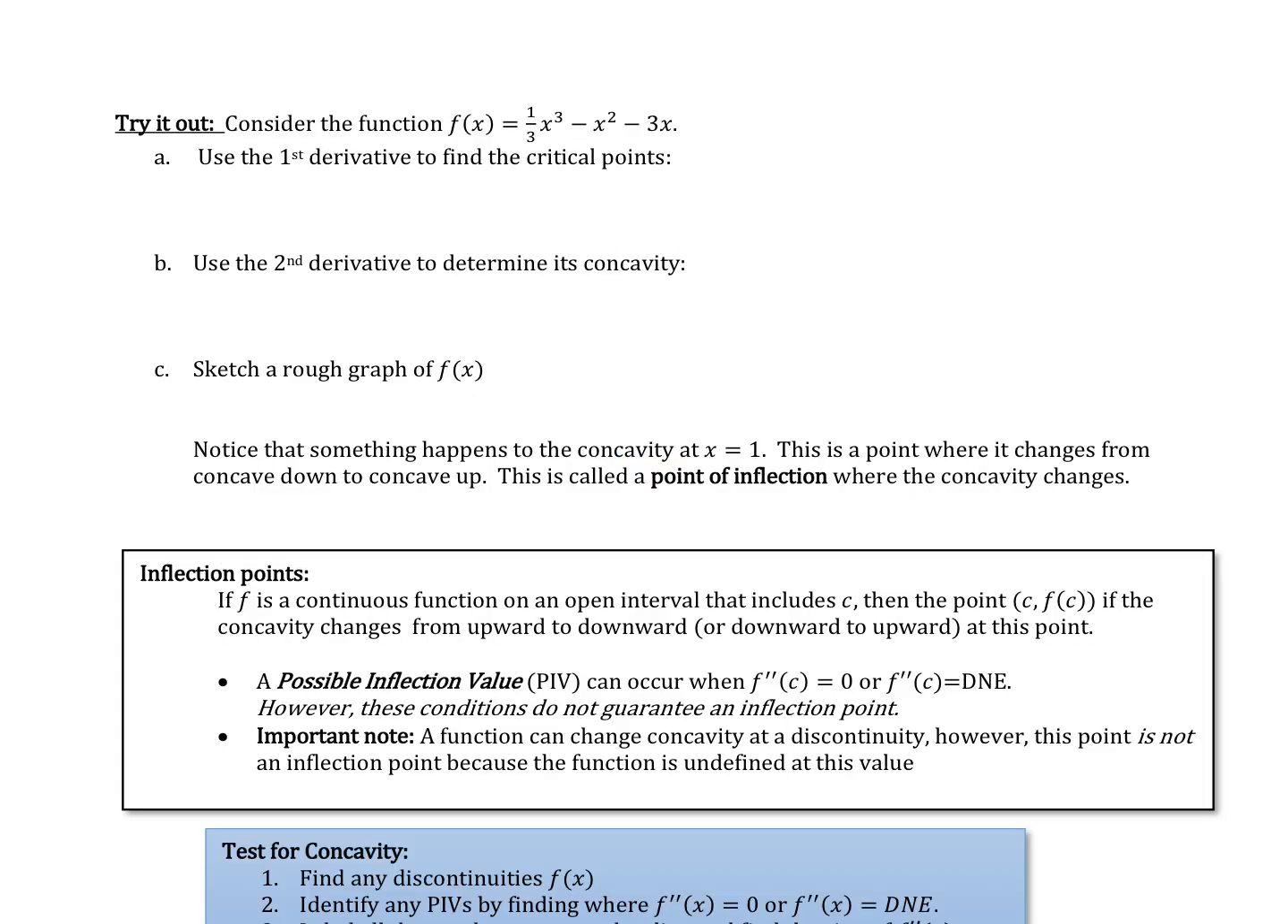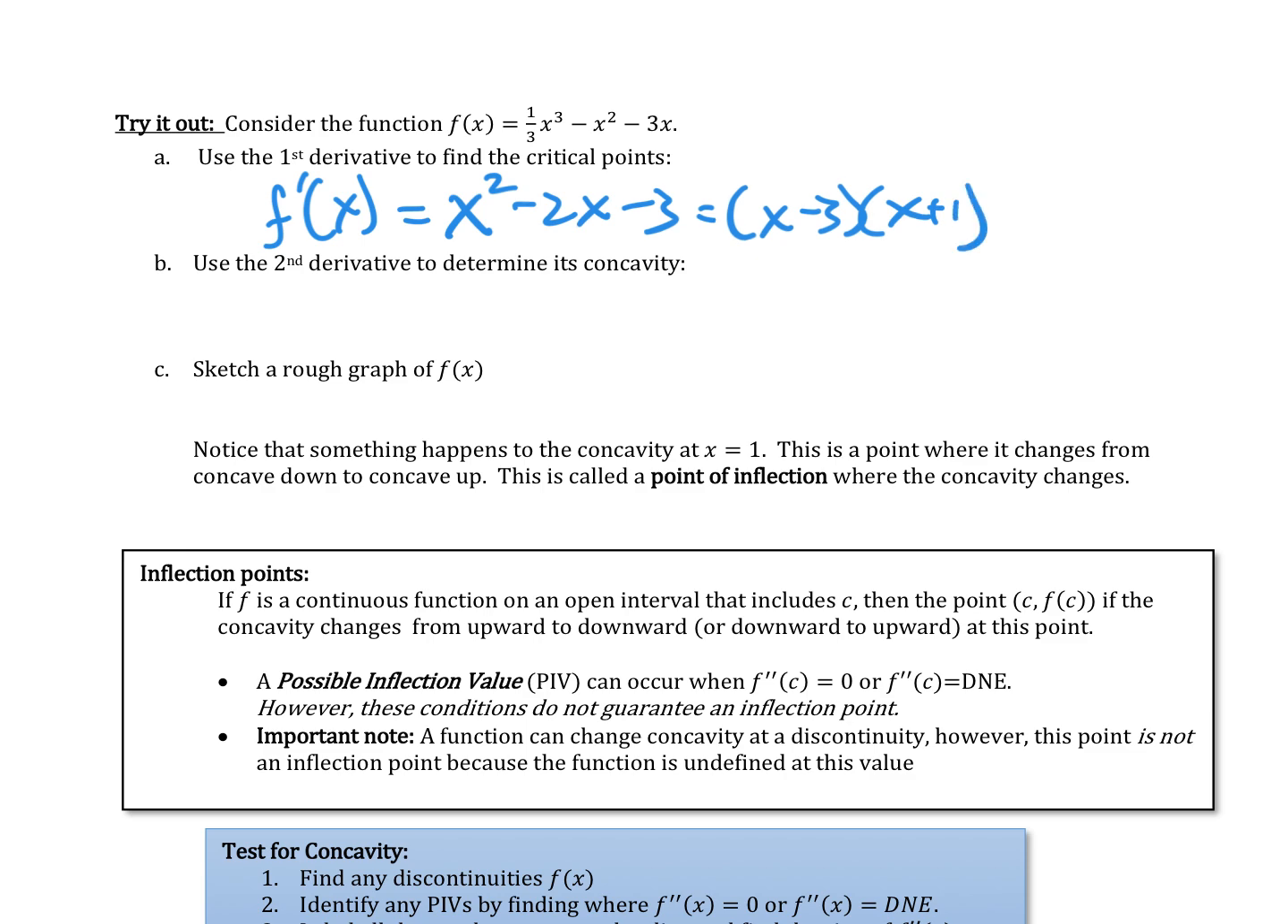All right, let's apply this to a function and see if we can find some critical points and some concavity. So here we have our function f of x equals 1/3 x cubed minus x squared minus 3x. Let's find the first derivative here. We're going to drop the 3 down. 3 times 1/3 is 1. And subtract 1 from the exponent. We get x squared minus 2x minus 3. And we're going to factor that, which will be useful. This is x minus 3 times x plus 1.